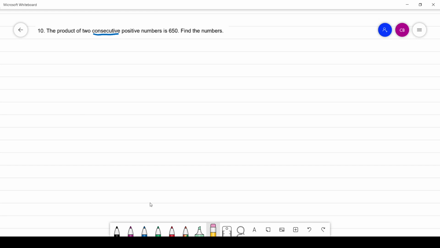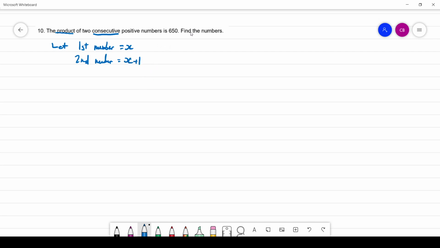So we need two numbers that are consecutive that multiply. That's what product means. Product just means multiplying these numbers. So if we let the first number, well, we'll use our classic, it's x. That would mean the second number, well, it's just one more, right? So it's going to be x plus 1.